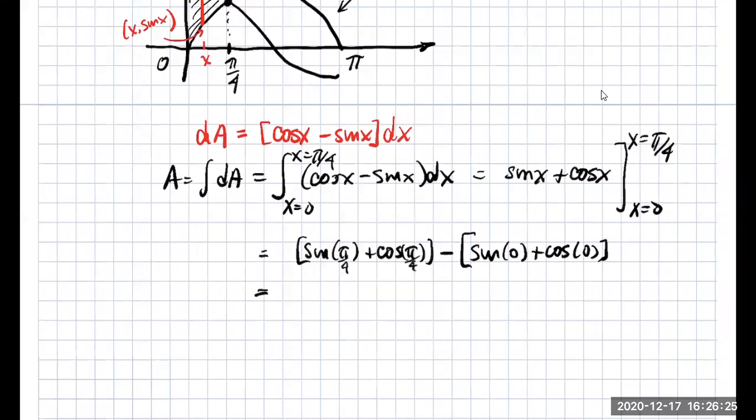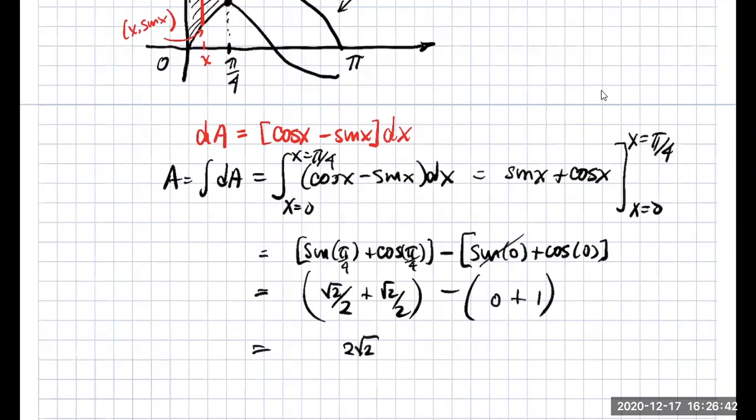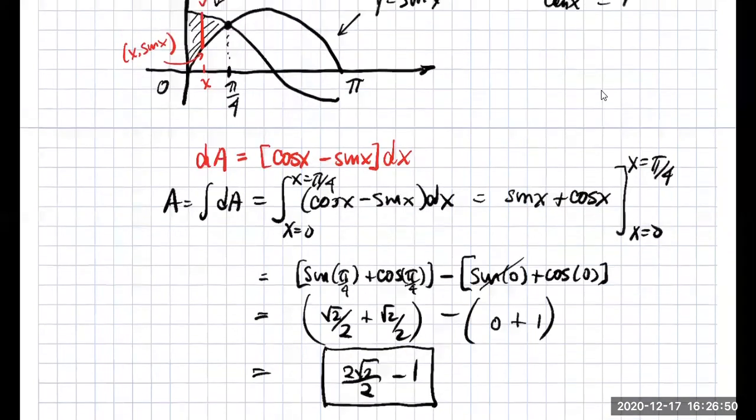Okay. So the sine of pi over 4 is square root of 2 over 2. So is the cosine. The sine of 0 is 0, so that's out. And the cosine of 0 is equal to 1. So it looks like we'll have 2 root 2 over 2 minus 1 for the total exact area between the two curves from 0 to pi over 4.